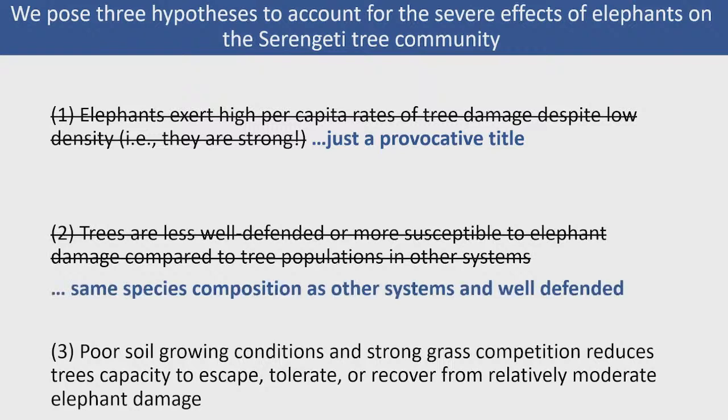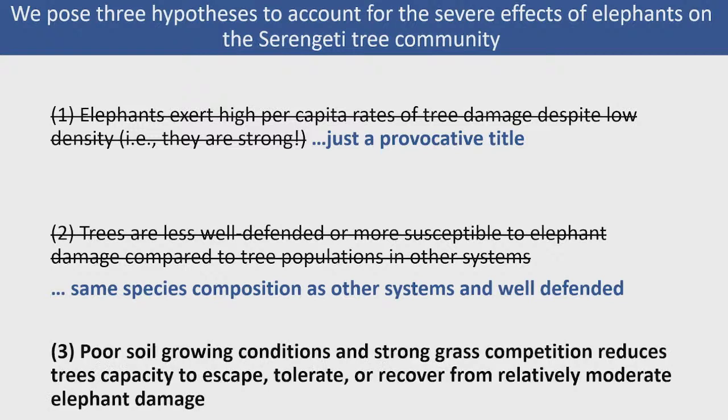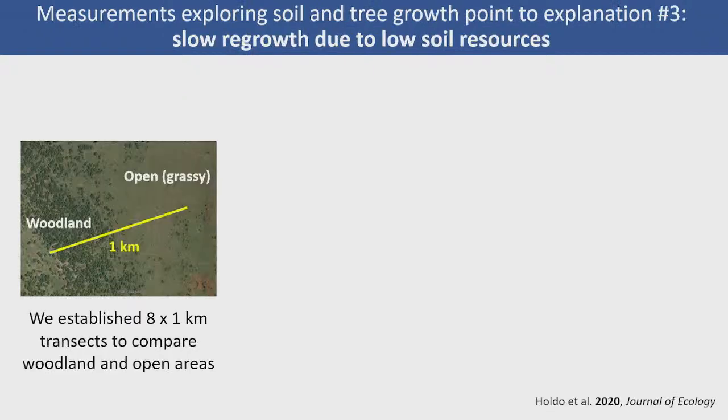The second one, we don't really believe this because we have a lot of the same tree species. These are incredibly well defended. They have very thick bark. It just doesn't seem to be a good explanation, which leaves us with this explanation. And I'm just going to show you a couple of pieces of data that actually support this.